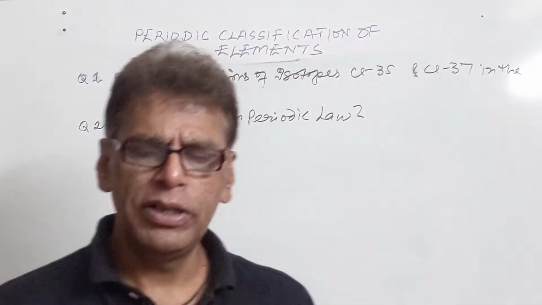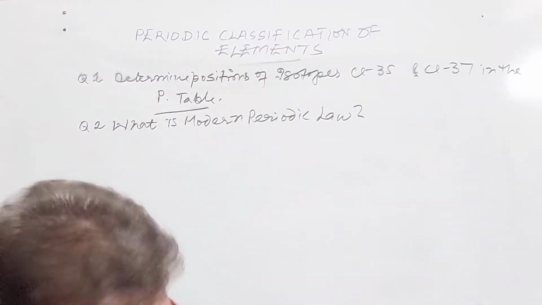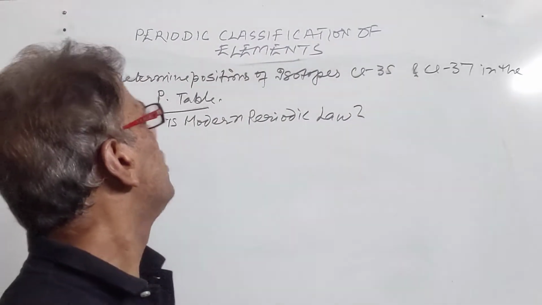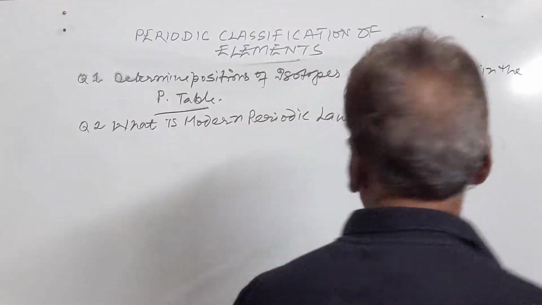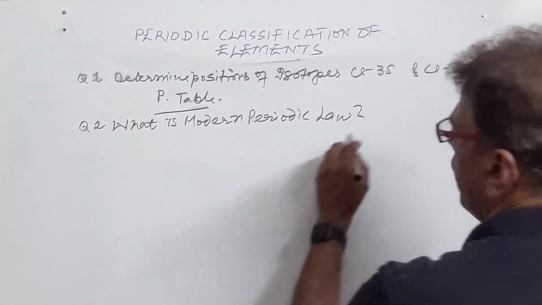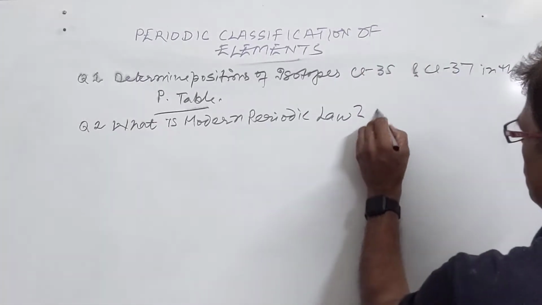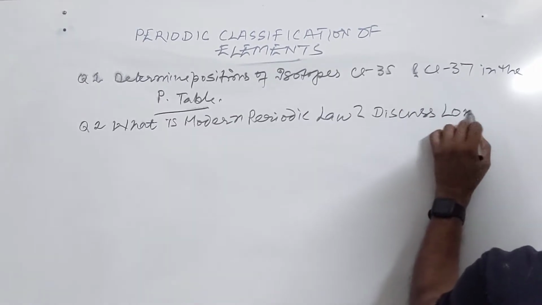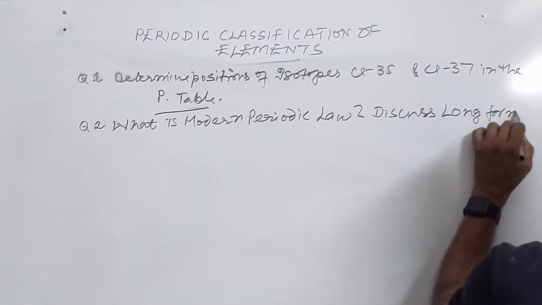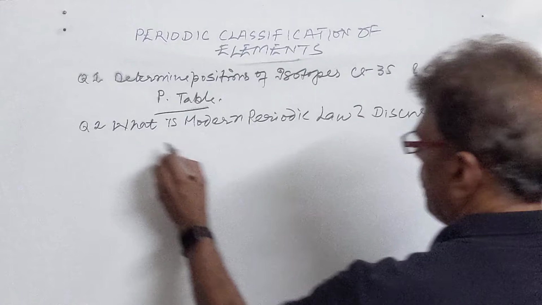We are continuing with the fifth unit of the 10th class, that is the periodic classification of the elements. We are doing a very important question: What is the modern periodic law? And discuss the long form of the modern periodic table.